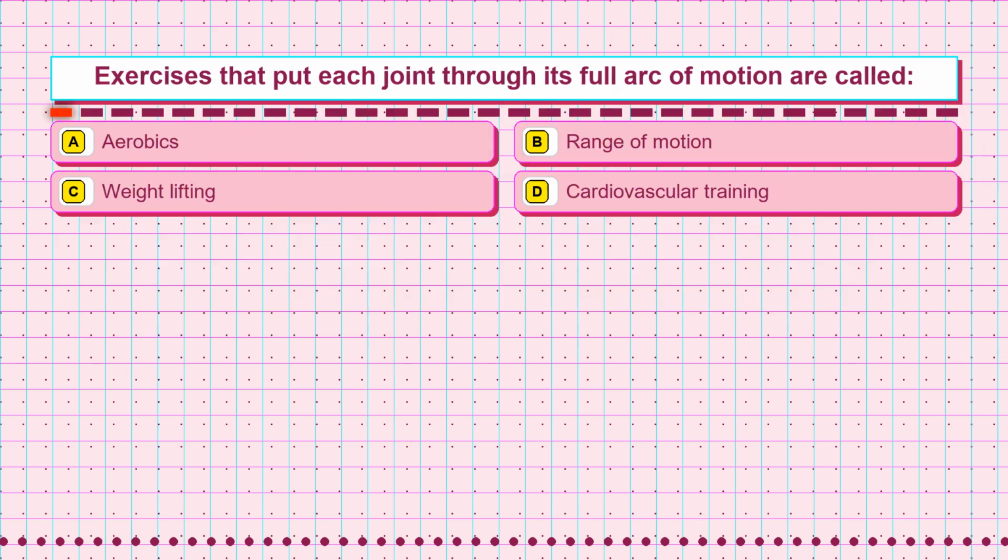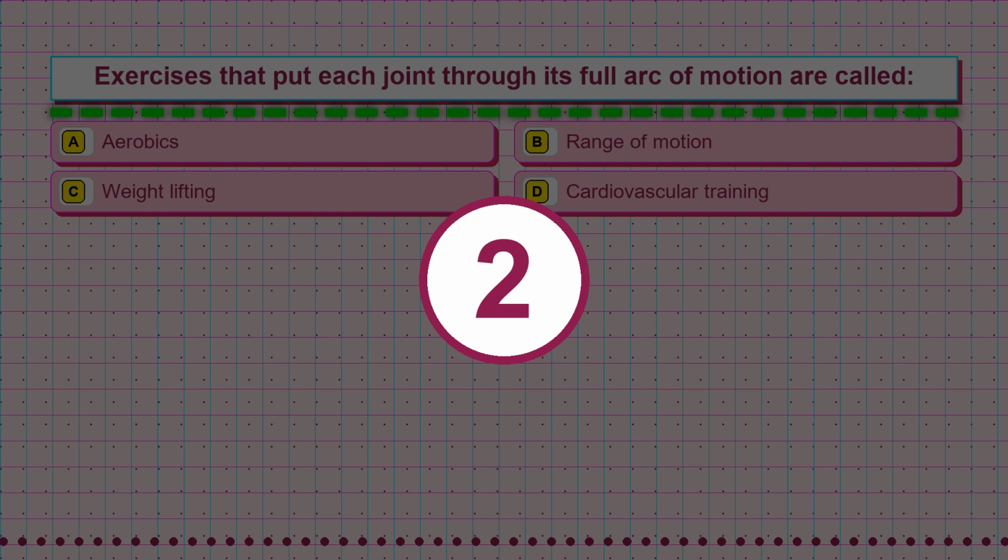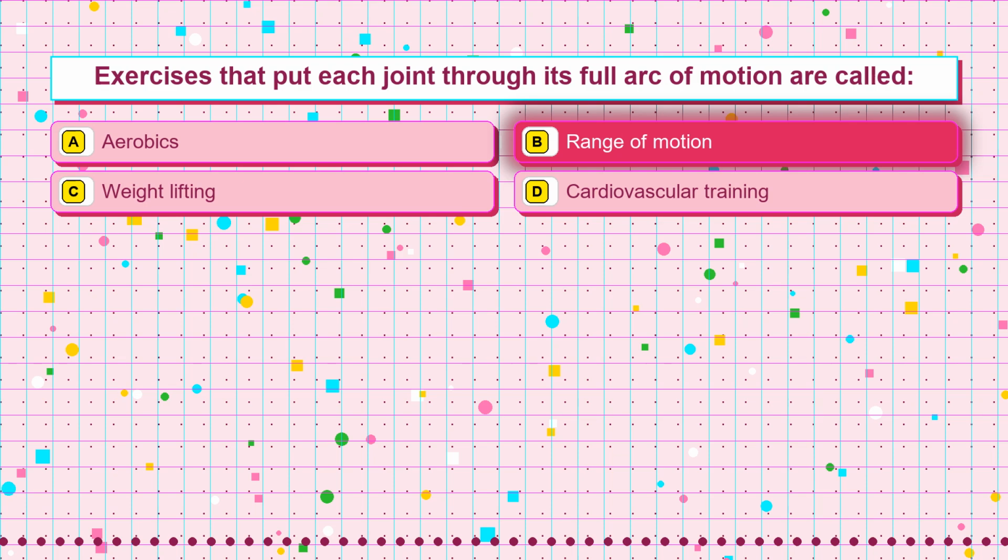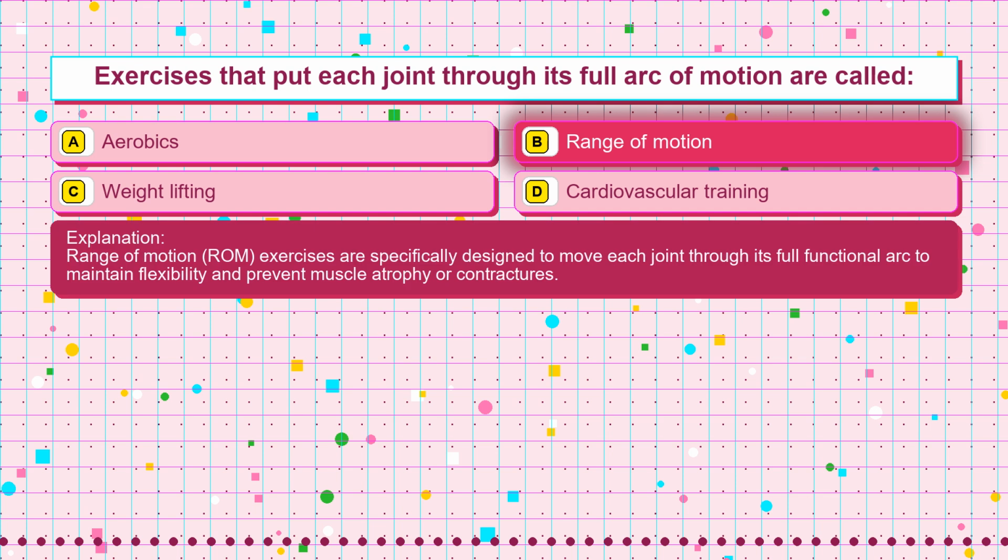Question 30. Exercises that put each joint through its full arc of motion are called: Option A, aerobics. Option B, range of motion. Option C, weight lifting. Option D, cardiovascular training. The correct answer is option B, range of motion. Range of motion, ROM, exercises are specifically designed to move each joint through its full functional arc to maintain flexibility and prevent muscle atrophy or contractures.